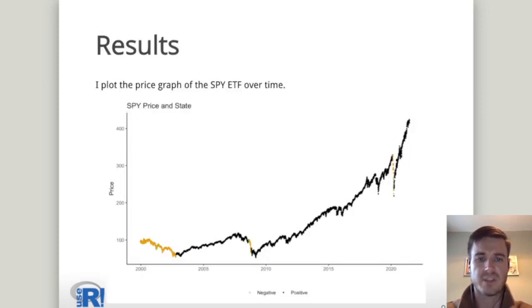Now in terms of results, I've plotted here the SPY price again over time and coloured the data points based on whether they are in a bull or bear market. The bull markets are indicated by the black dots and the bear markets are indicated by the yellow dots. And we can see that there have been 3 bear markets over the last 20 years. The first being in the early 2000s after the dot-com crash, and then the next bear market was in 2007 over the great financial crisis, and then finally the third bear market was in early 2020 with the COVID crisis.